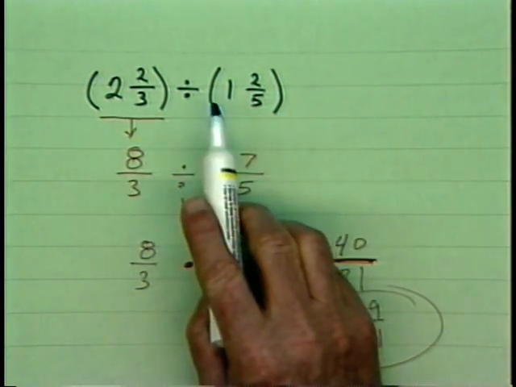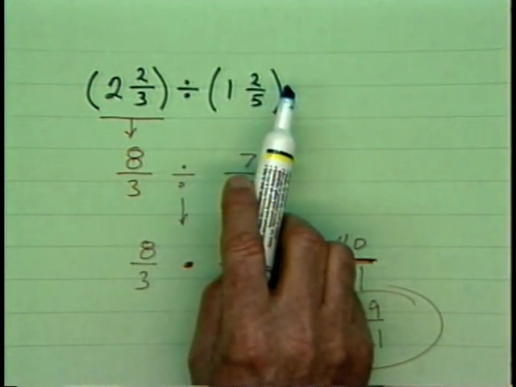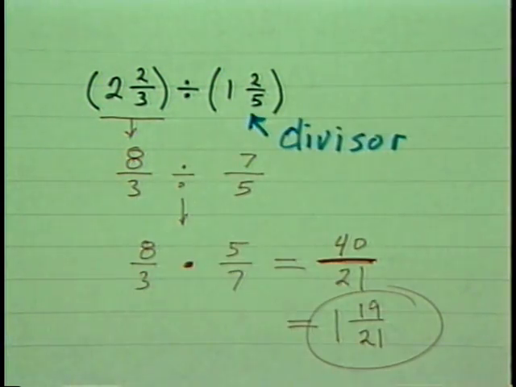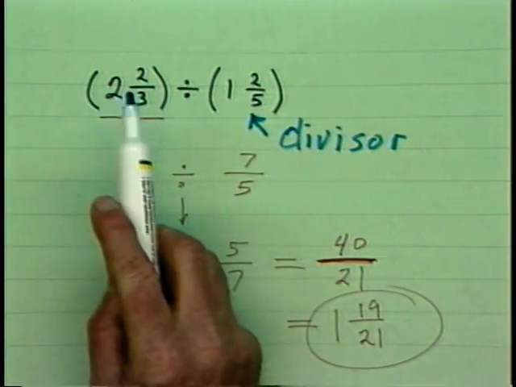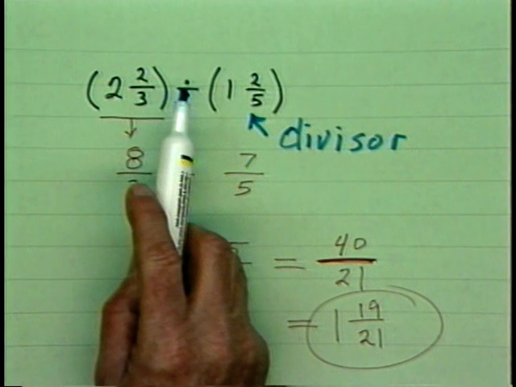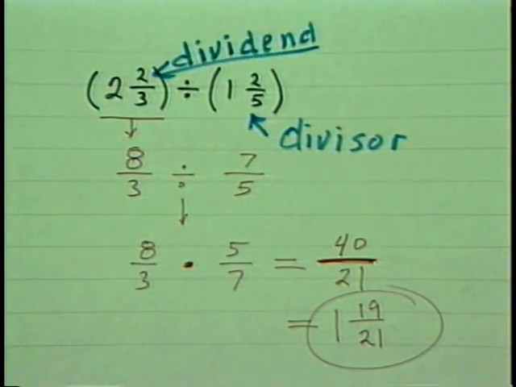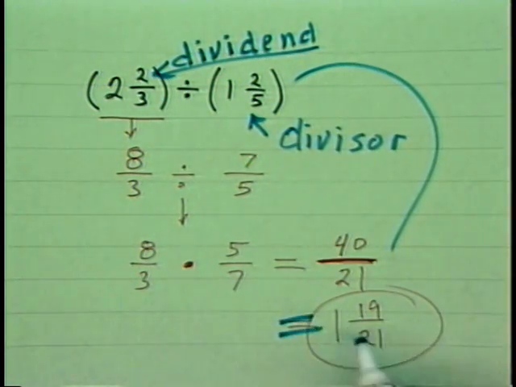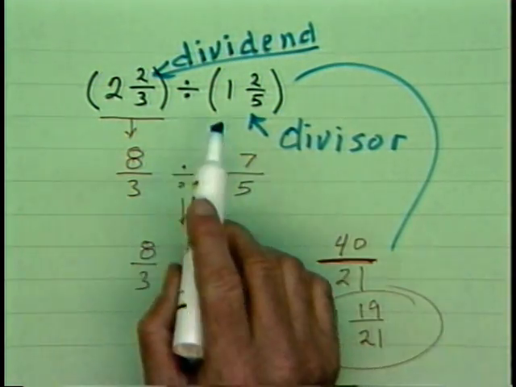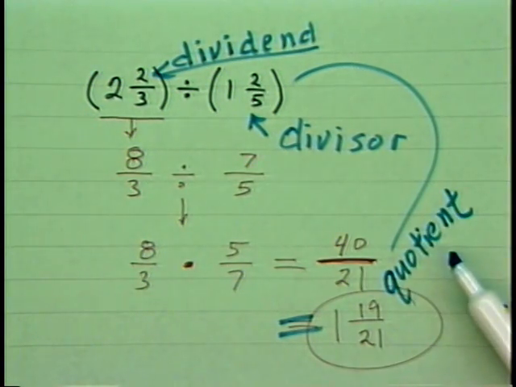Again, be clear on terminology. The number we're dividing by in math is called the divisor. The number we're dividing into, however you write division, we call the dividend. And the result of having divided we call the quotient.